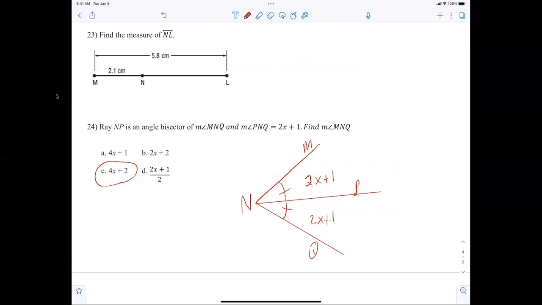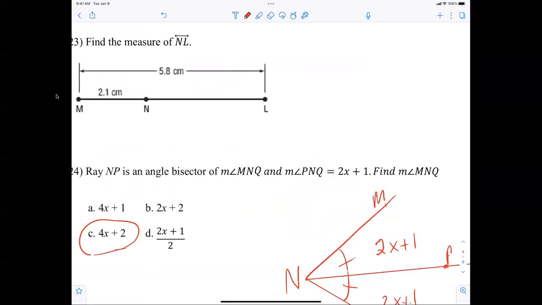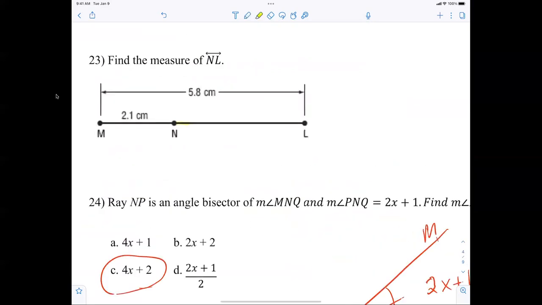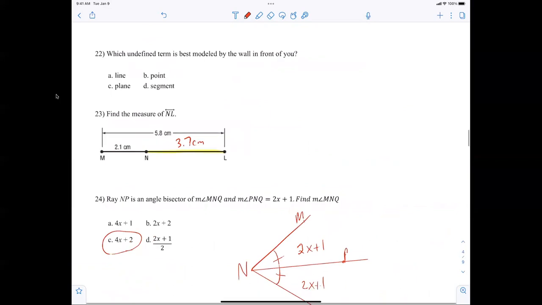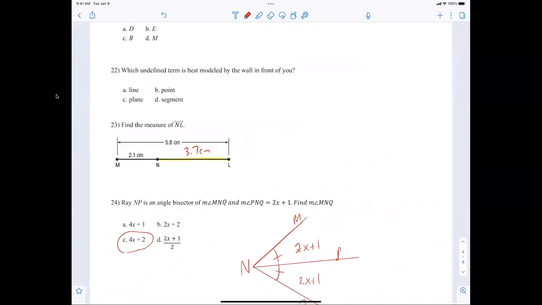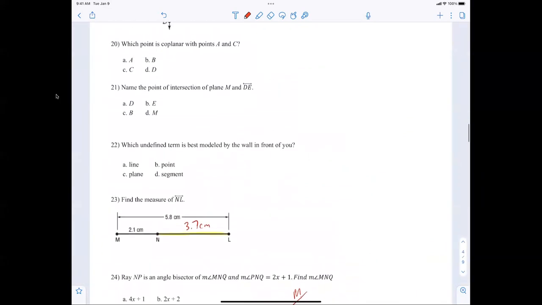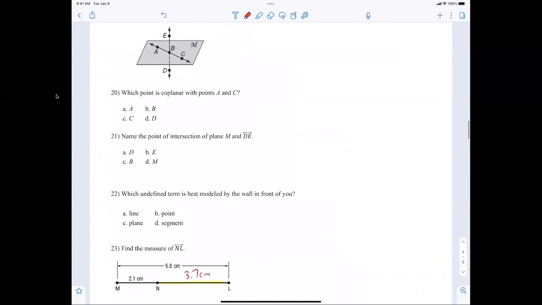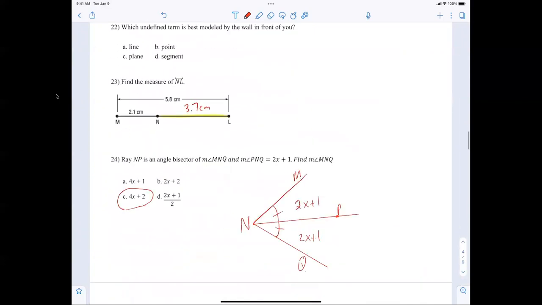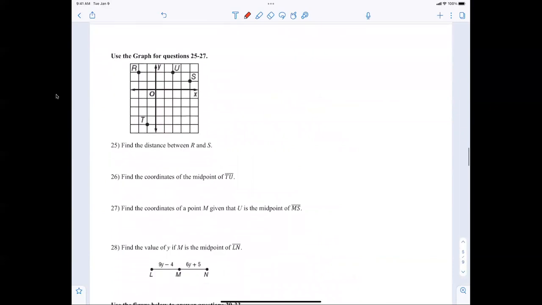Yes. So if you're looking at 23, you want to find NL, right? So that's just what? What do you think it is? 3.7. Yeah, 3.7. All right, anybody else on this page? Everybody's good with the definitions? All right, let's try the next page.